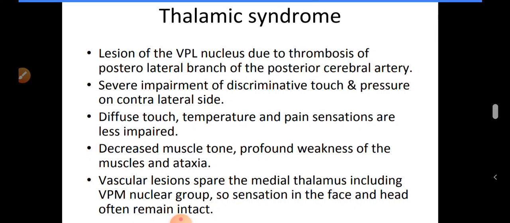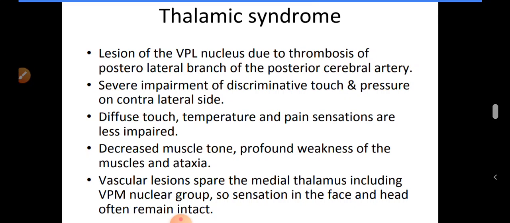The motor symptoms in this syndrome are ataxia, decreased muscle tone, and profound muscular weakness, which occur due to damage to cerebellar afferents. Then there are involuntary movements like chorea or athetosis, the writhing and twisting movements. These movements mainly occur whenever there is damage to the basal ganglia. Also the patient may get intention tremors associated with thalamic syndrome.